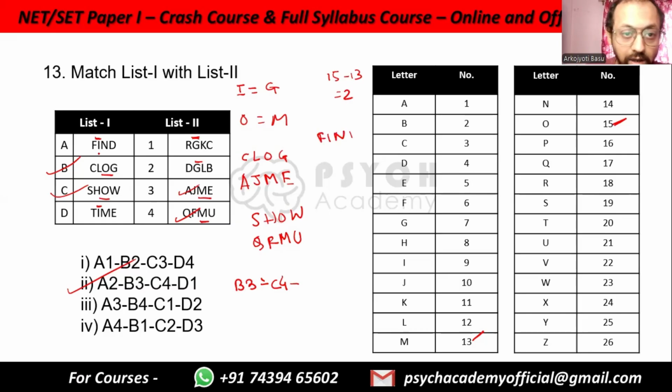FIND. I has been made into G. So G is again 2 less than I. So 2 less than F becomes D, 2 less than I becomes G, 2 less than N becomes L, and 2 less than D becomes B. DGLB, do we have that? Yes, we have that, DGLB. So this was FIND, right? So A2.